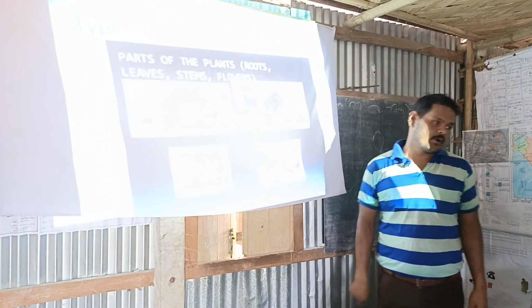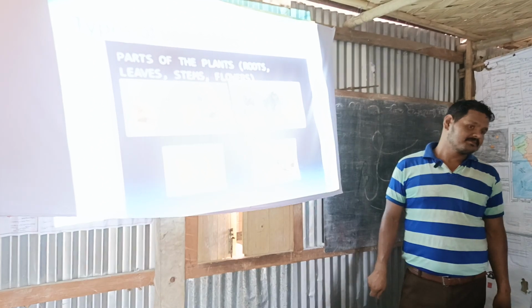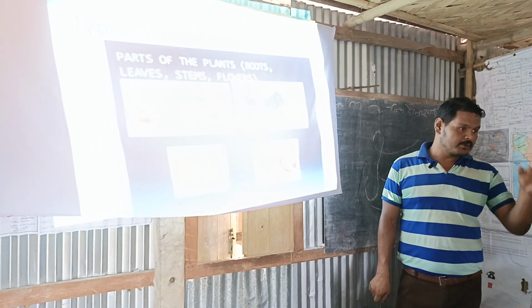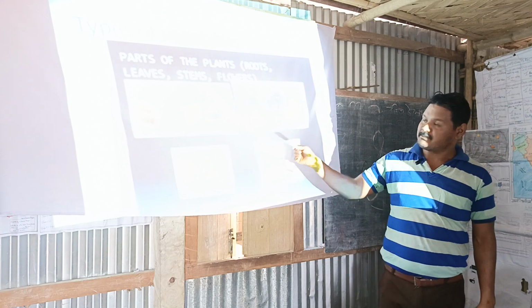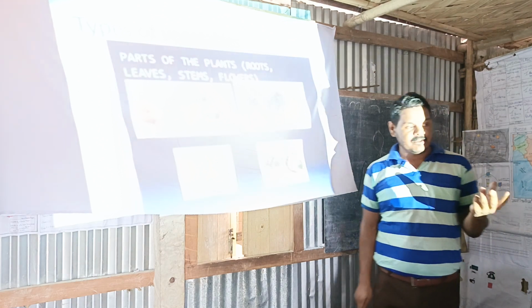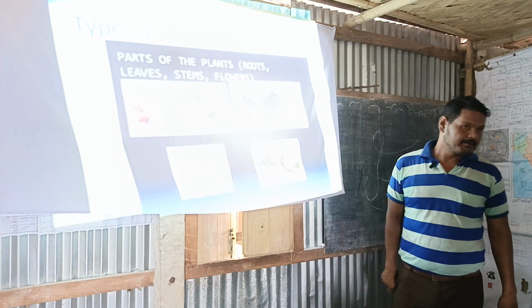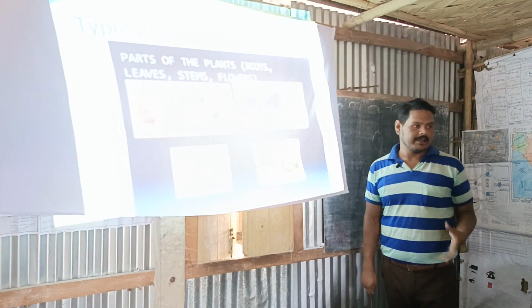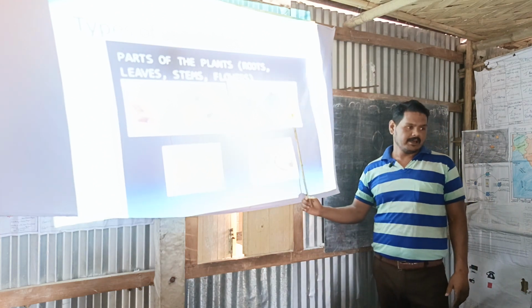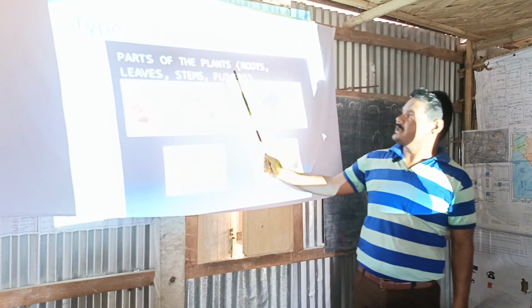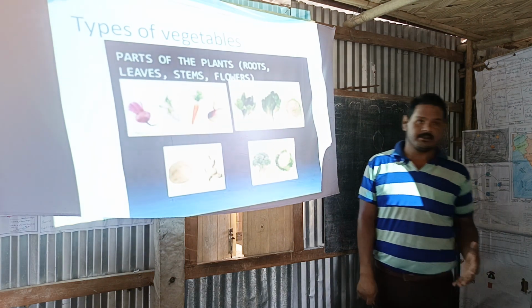Now stem. Stem one. Yes, doodhi and all. We used to take doodhi and all, that is stem. Stem is also a part of a vegetable. And flower, we also have flower. Clear? These are the parts of a plant that we eat as a vegetable.